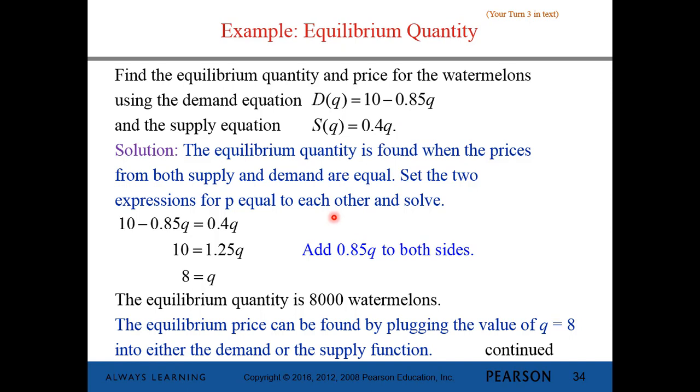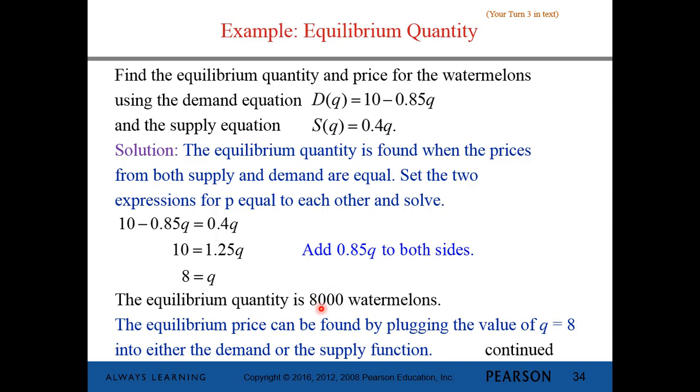Okay, so let's do that first. If you do that, what do we get? Again, we're going to solve for Q. So we're going to add 0.85 to both sides, and we get 1.25. Then we divide by 1.25, and we get Q is equal to 8. So what is that? 8,000, right? So the equilibrium quantity is 8,000.